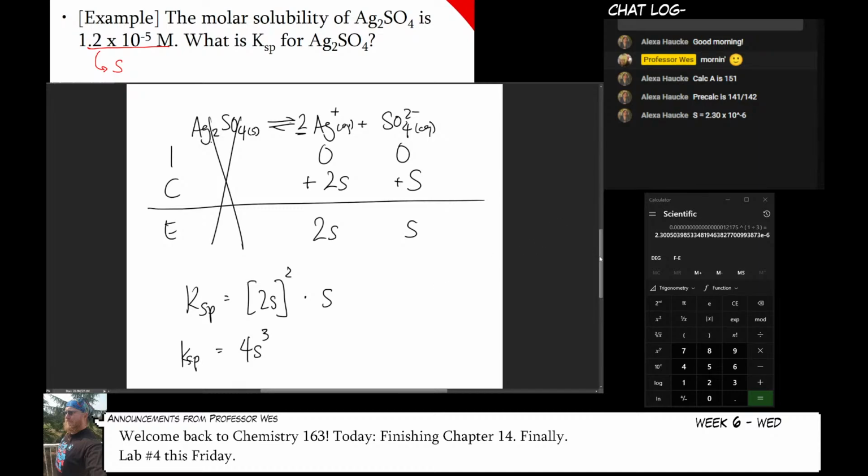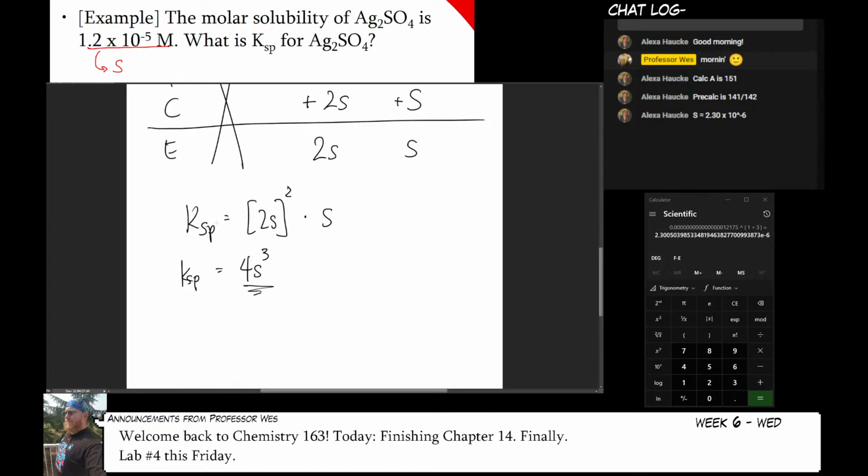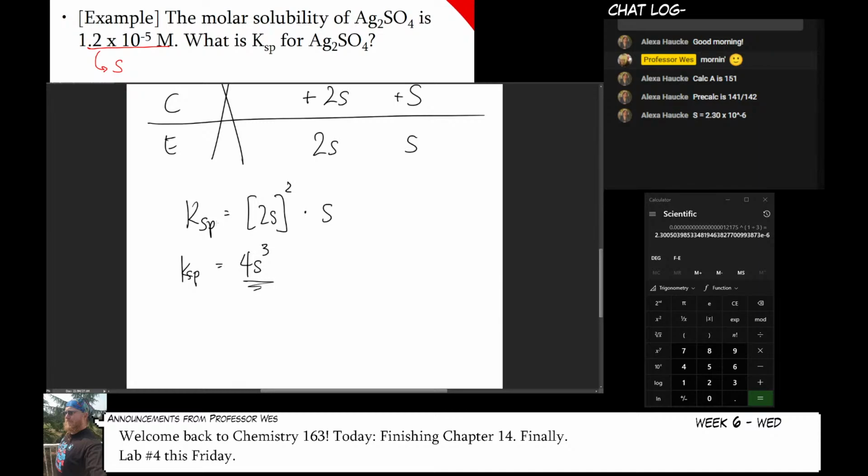You're going to notice that you're going to get a lot of the same equations with S in it for this chapter, and that's normal. It's totally intended. All right, well, if S is 1.2 times 10 to the minus 5, that would be 4 times 1.2 times 10 to the minus 5 cubed.